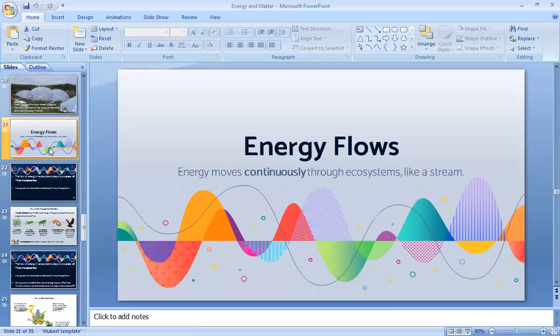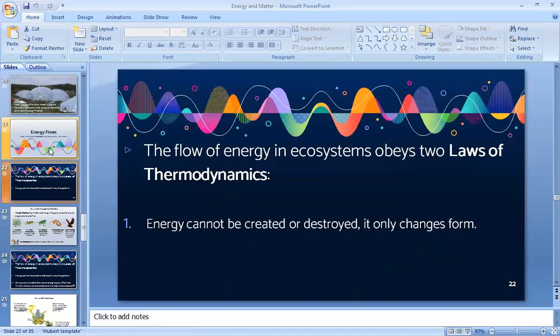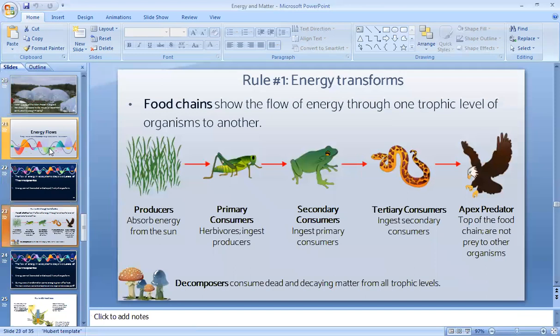Energy flows. The flow of energy in an ecosystem obeys two laws of thermodynamics. The first one is that energy cannot be created or destroyed. It only changes form. Rule number one: energy transforms through food chains, from producers to primary consumers, secondary consumers, tertiary consumers, and apex predators.